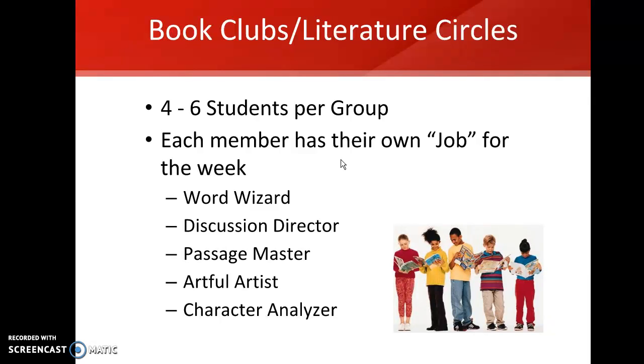Ideally, you'd like to have 4 to 6 students per group. And each member would have their own job for the week, and later on we'll see a rotation of how those jobs would move through. Now, there are more jobs in a literature circle community. However, I'm starting small and just focusing on word wizard, discussion director, passage master, artful artist, and character analyzer. I chose these because they have a nice way of lending themselves to more technology platforms to blend into the literature circles and bringing them to an online forum. And we'll go over the different ways that those will be achieved later.